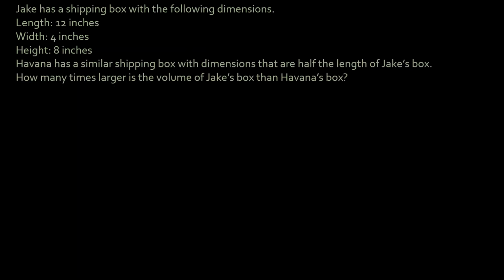All right, let's see. It says that Jake has a shipping box with the following dimensions. The length is 12 inches, the width is 4 inches, and the height is 8 inches. Havana has a similar box with dimensions that are half of the length of Jake's box. We want to know how many times larger the volume of Jake's box is than Havana's box.